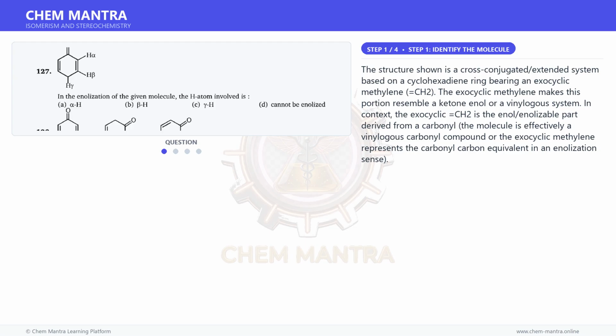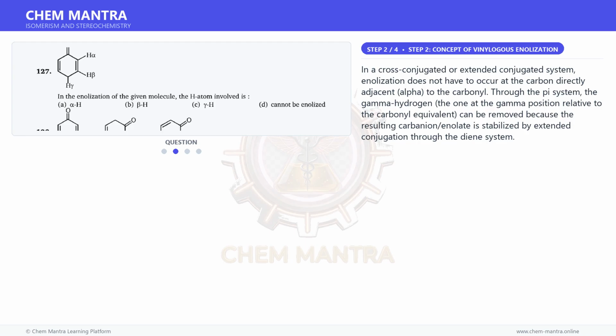The structure shown is a cross-conjugated extended system based on a cyclohexadiene ring bearing an exocyclic methylene, =CH2. The exocyclic methylene makes this portion resemble a ketone enol or a vinylogous system. In context, the exocyclic =CH2 is the enolizable part derived from a carbonyl. The molecule is effectively a vinylogous carbonyl compound, or the exocyclic methylene represents the carbonyl carbon equivalent in an enolization sense.